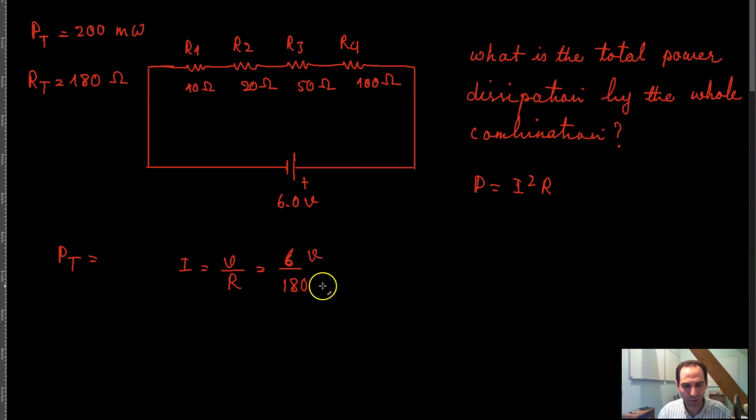This is in volts, and this is in ohms. 6 divided by 180 is equal to 0.0333, so I take it as 0.033 amps, which is equal to 33 milliamps.